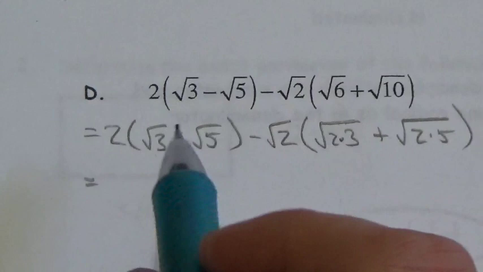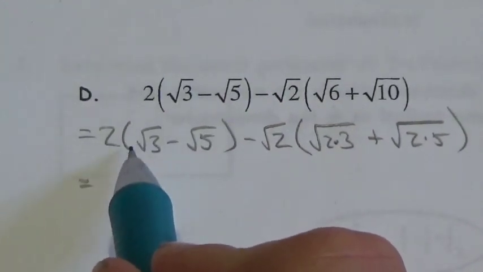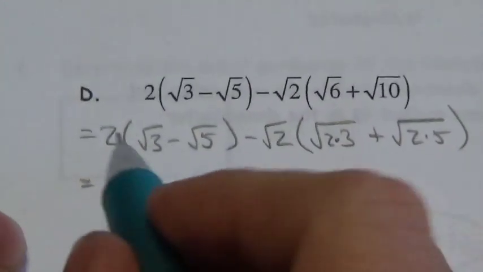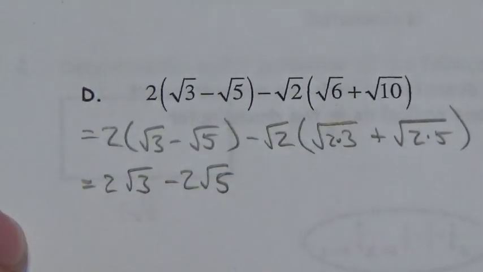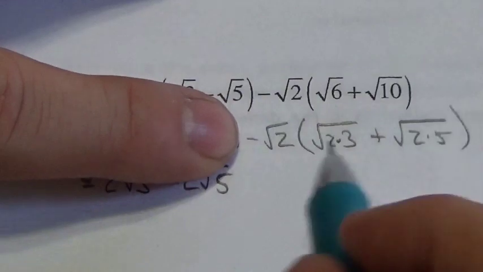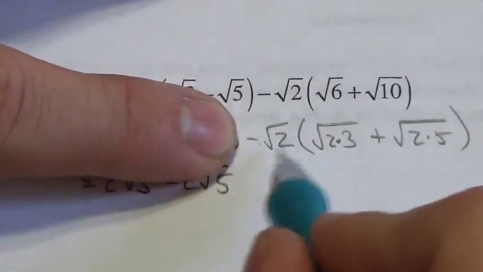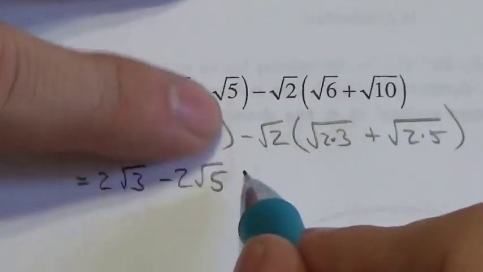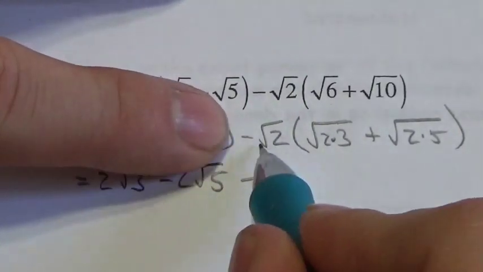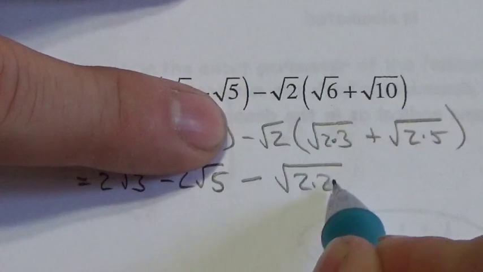Okay? This is just a coefficient of 2, so it gets multiplied by the coefficients there. So this will be 2 root 3 minus 2 root 5. Now I'm going to look at the second term here. This is a radical, so when I multiply it through, this is going to combine with the radicand. So negative, and this will become root 2 times 2 times 3.